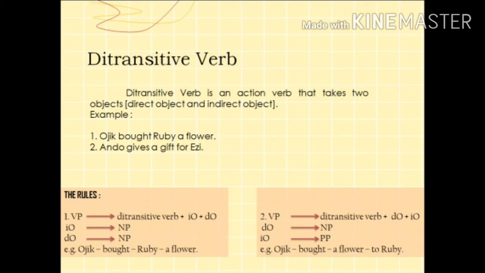And then the second rule is VP consists of ditransitive verb plus DO plus IO. So in the second rule, the position of IO and DO is changed. DO consists of NP or noun phrase, and IO consists of PP, prepositional phrase. For example, Oji bought a flower for Ruby.